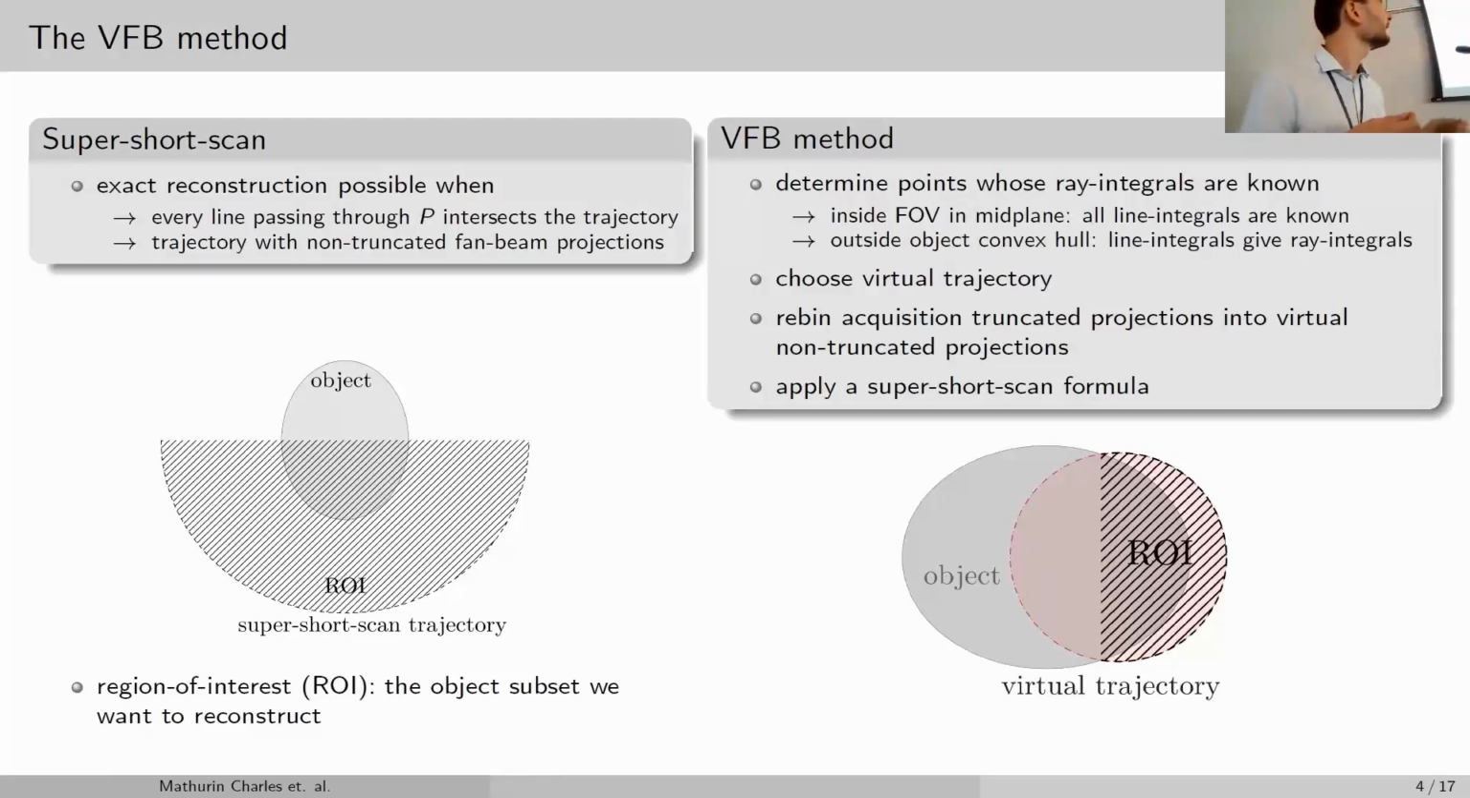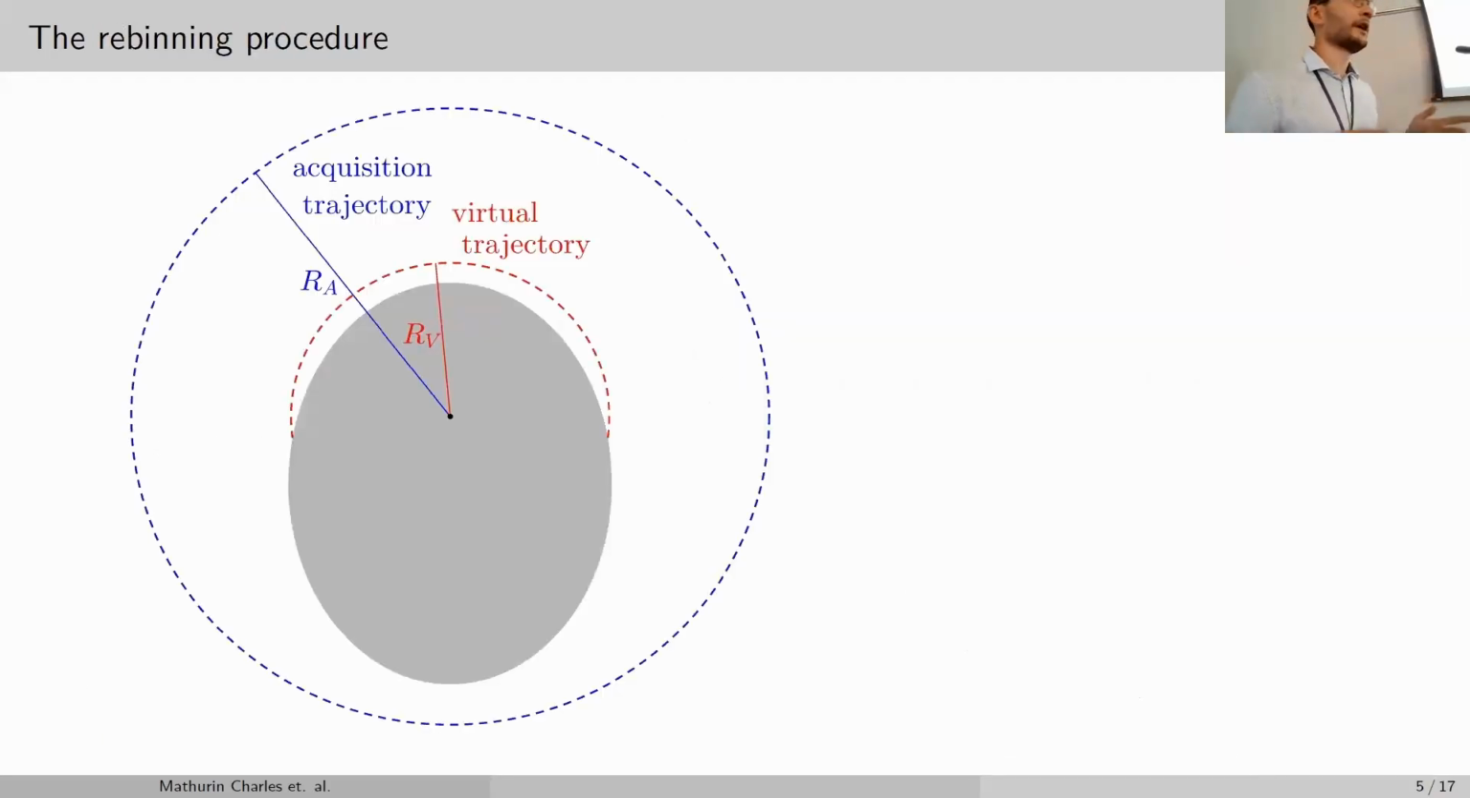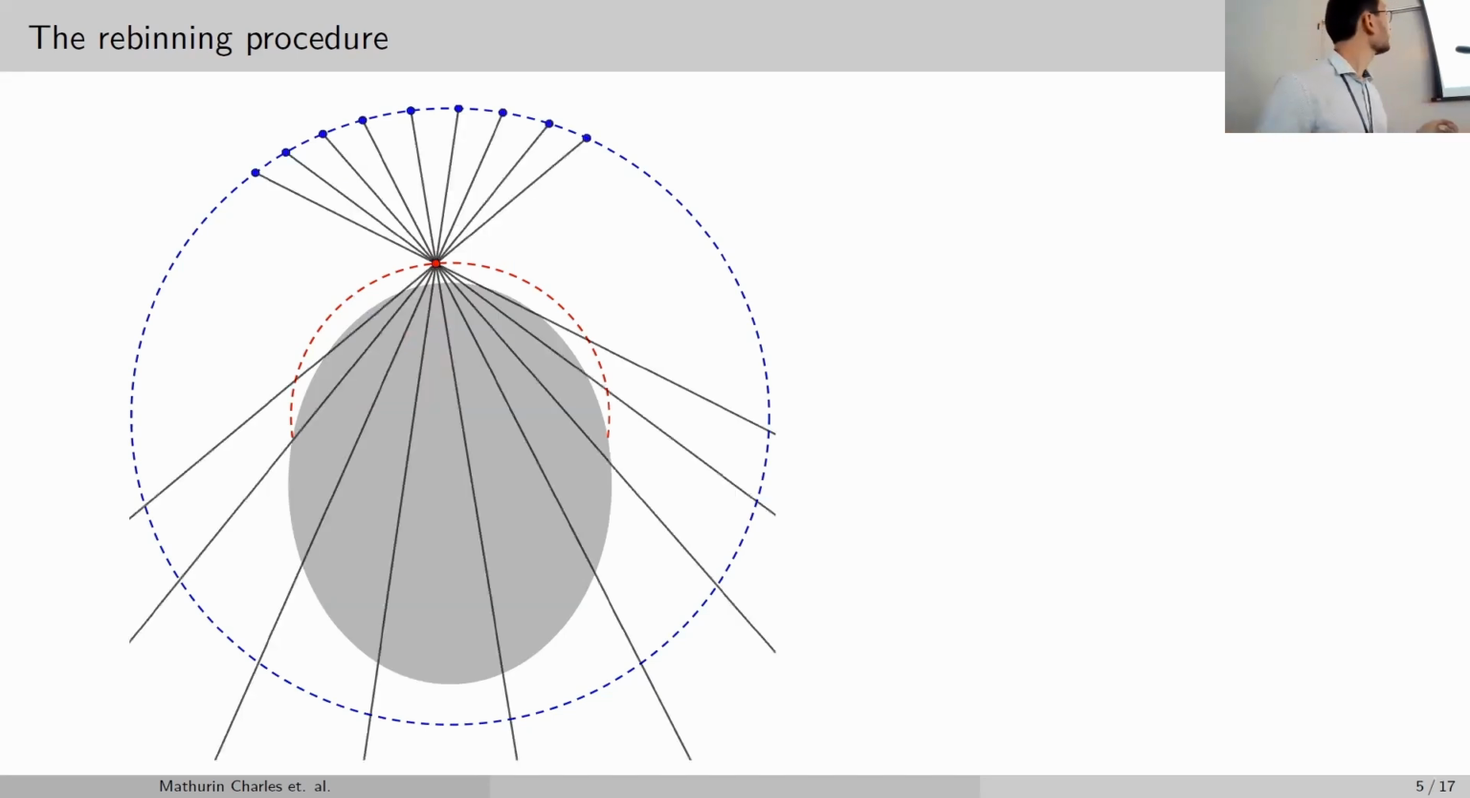Now let's see how the rebinning is performed, so how we go from our acquisition data to the virtual data. We have those two trajectories: in blue, the acquisition trajectory, and in red, the virtual trajectory. For any point of the virtual trajectory, we need to get all the rays of a given point, and we will take them from the acquisition trajectory.